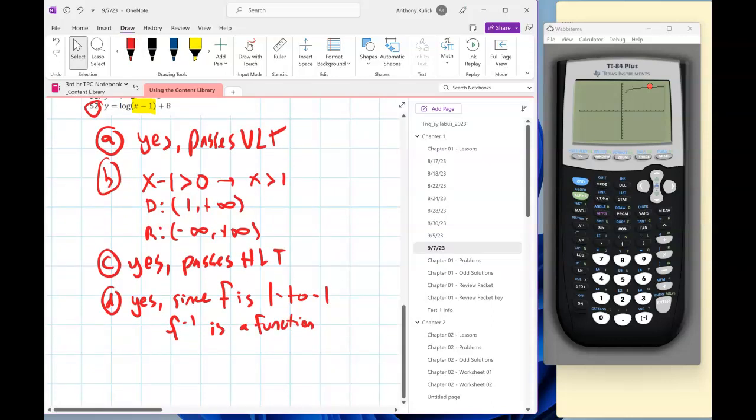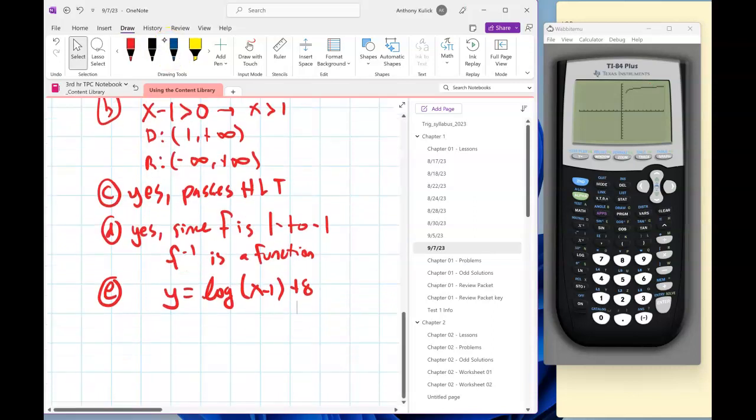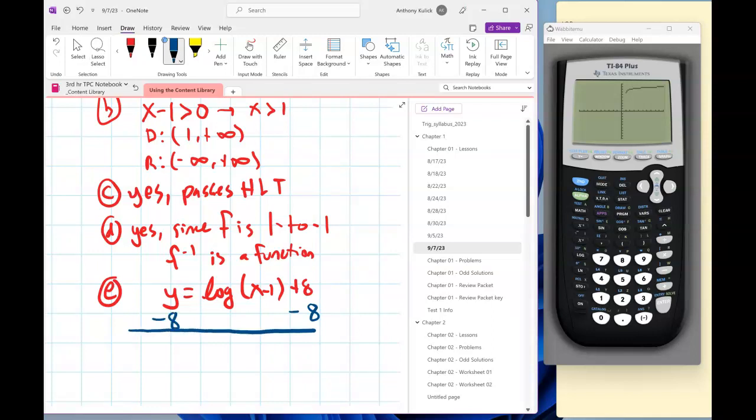And then part E, this is probably the part that we wanted to talk about, where it asks us to write the inverse for this, right? So my first goal, again, is to get the x by itself here, right? So I'm going to start by isolating the logarithm part. So I'm just going to subtract 8 from both sides.